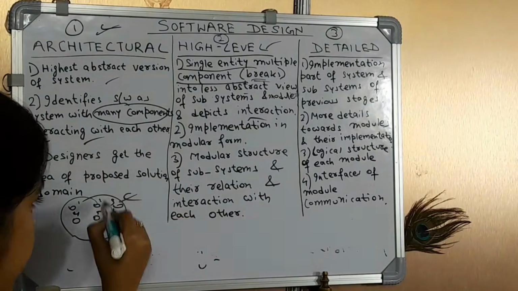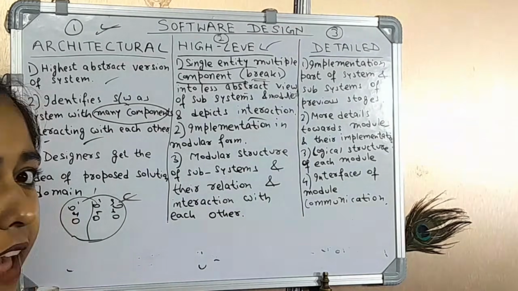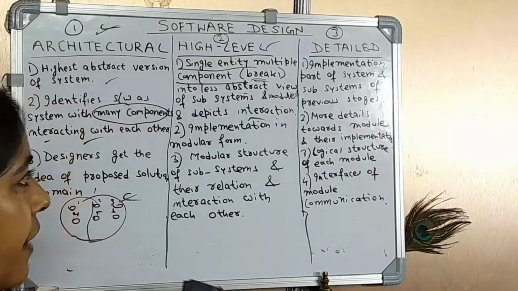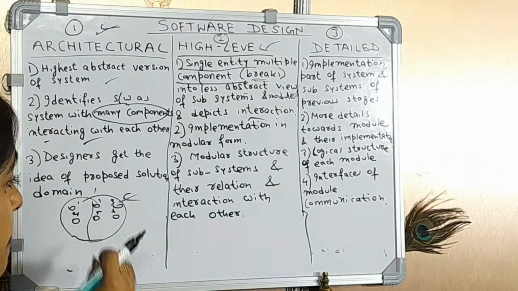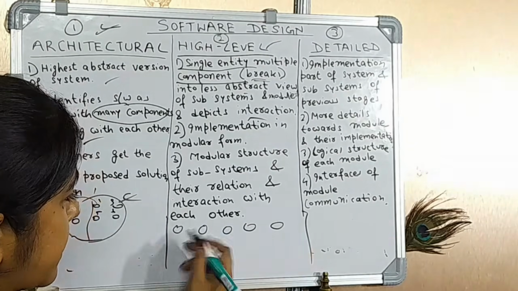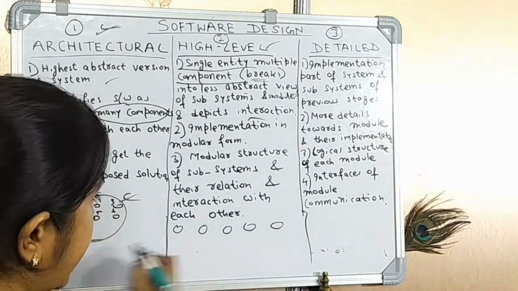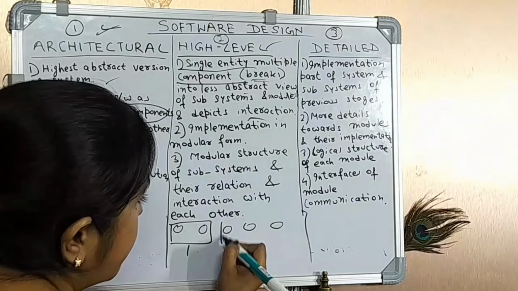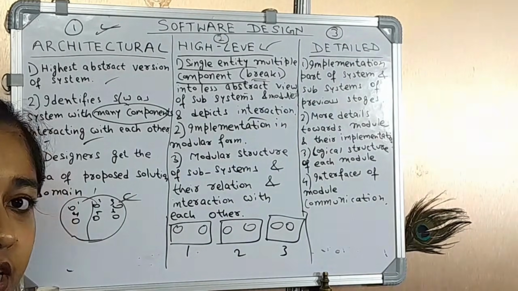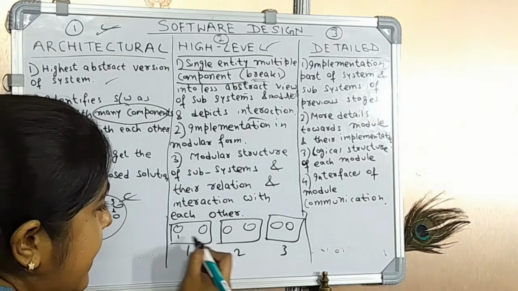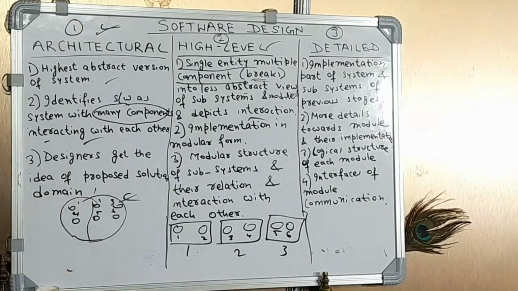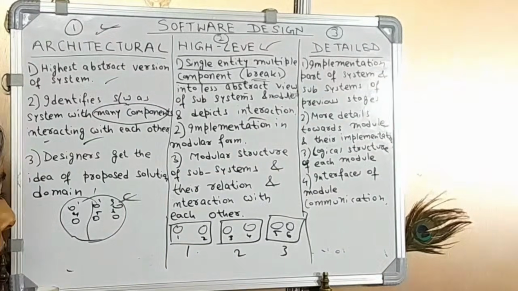Now we are breaking this whole thing. Now there is not a single system. We are breaking it into different modules. Suppose now I'm breaking it into subsystems. This is my first subsystem, this is my second subsystem, this is my third subsystem. And what more? These particular things are my modules. Understood?